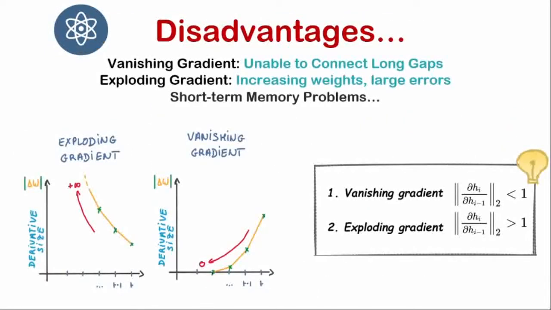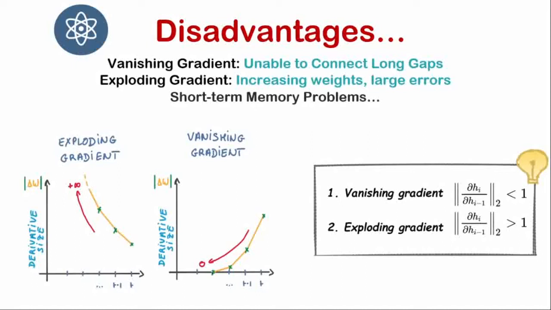But there are some major disadvantages in RNN, such as vanishing and exploding gradient. In RNN, to train the network, we have to backpropagate through time. At each step, the gradient is calculated. The gradient is used to update weights in the network.